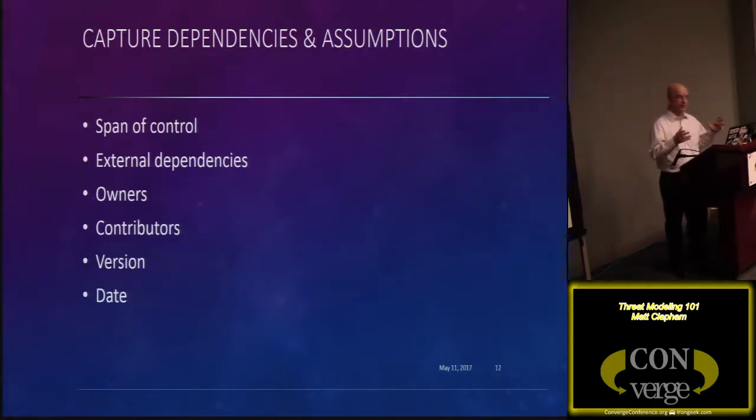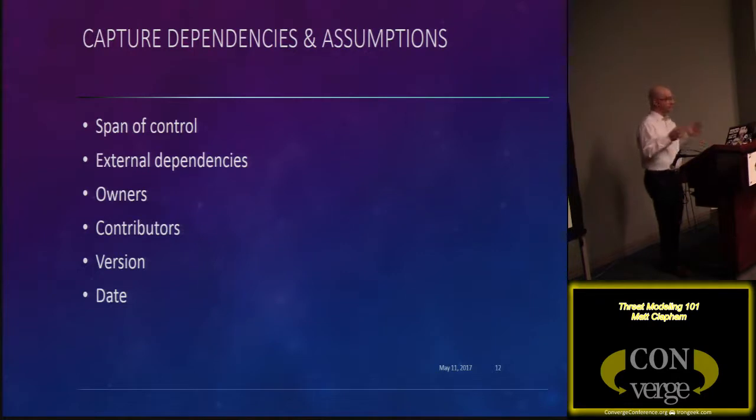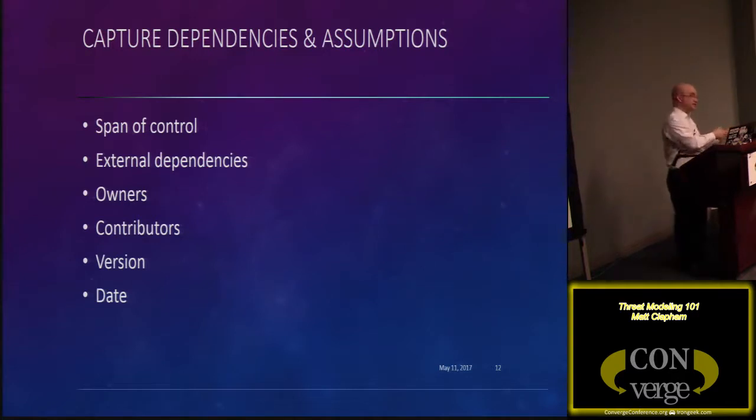Also want to capture dependencies, assumptions, related teams, all that kind of stuff to understand the span of control. Because when you're threat modeling, one of the trip-ups you can fall into is trying to threat model somebody else's stuff. It's useful. You want to understand what threats you might inherit from them. But you might end up spending more time threat modeling their stuff and not enough time threat modeling your own. So you really want to make sure that the span of control is clarified as part of that exercise.